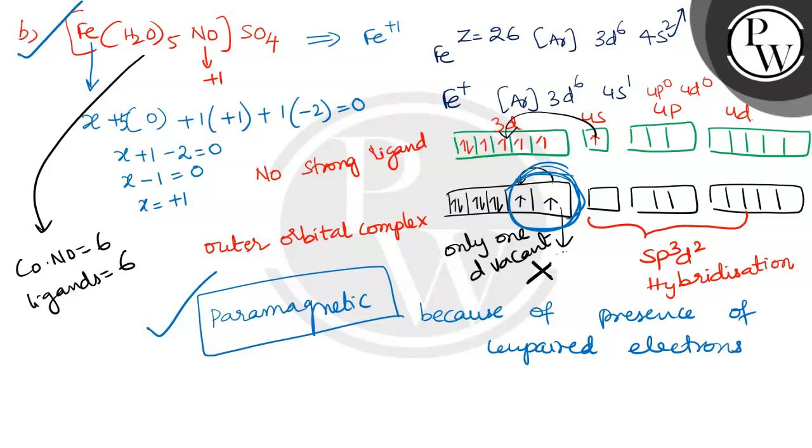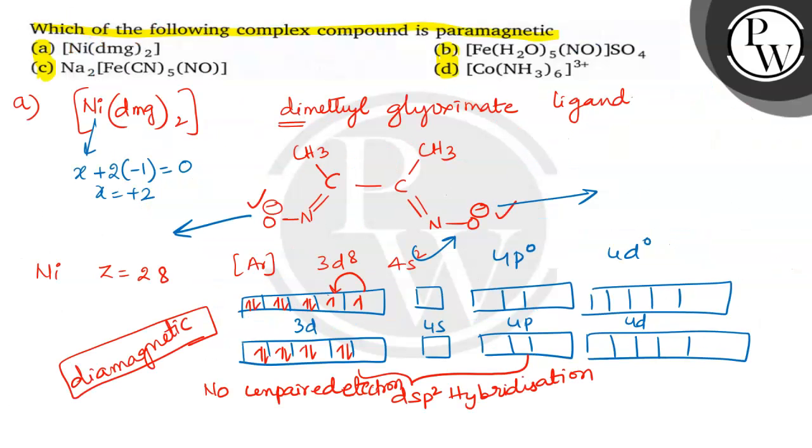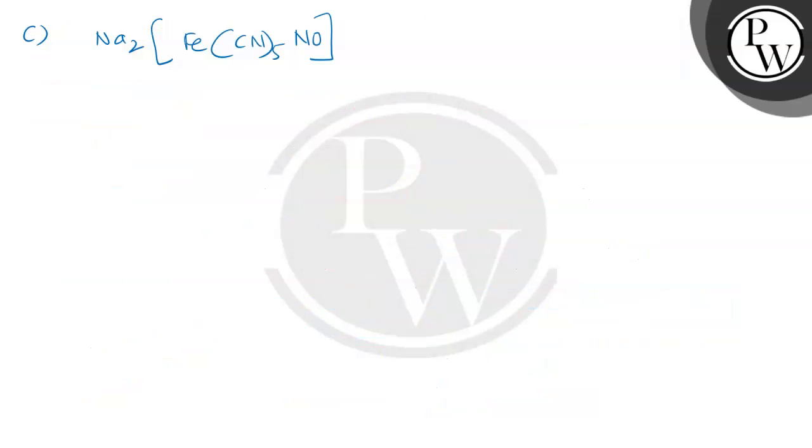Now let us see option C. Option C is given as Na2[Fe(CN)5NO]. The central atom is iron. Let us find the iron oxidation state here. So 2 sodium, so 2 into +1, and the iron oxidation state we are going to find, that is X, plus 5 into CN minus, -1 is the oxidation state.